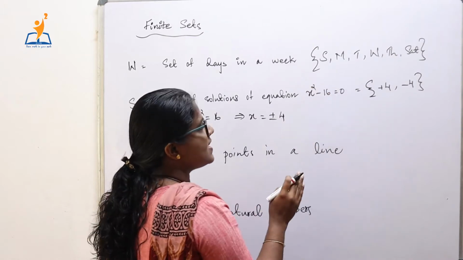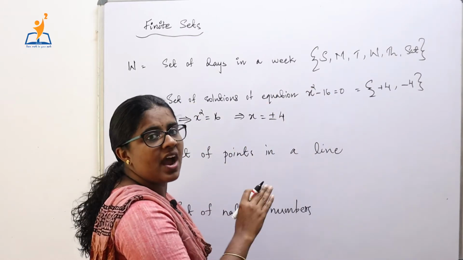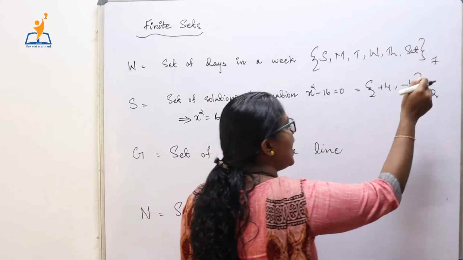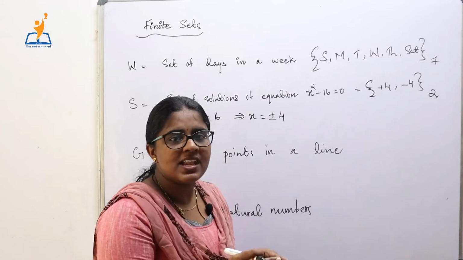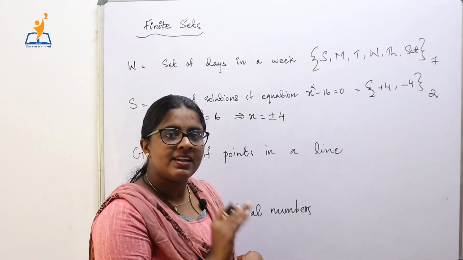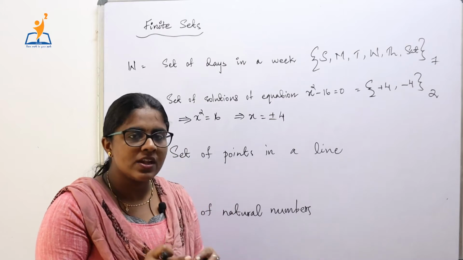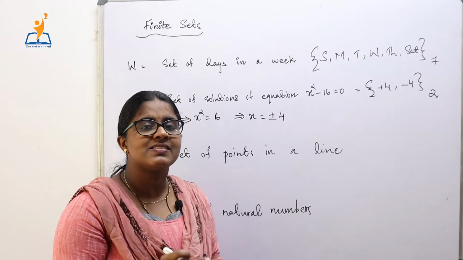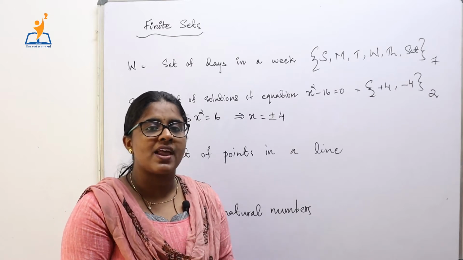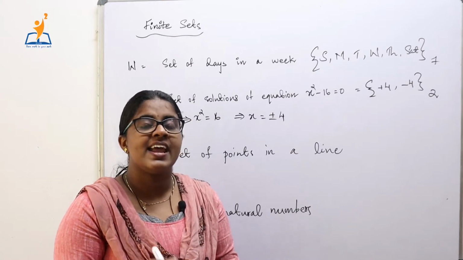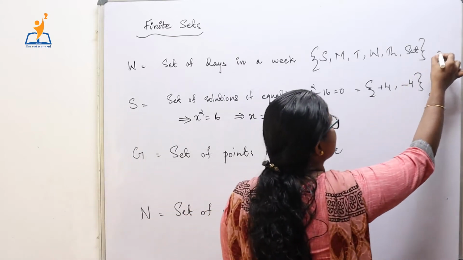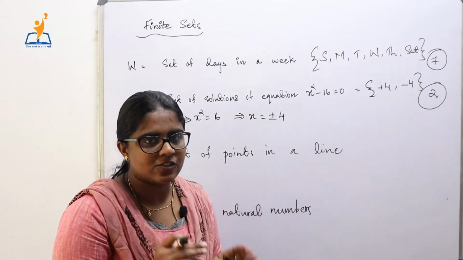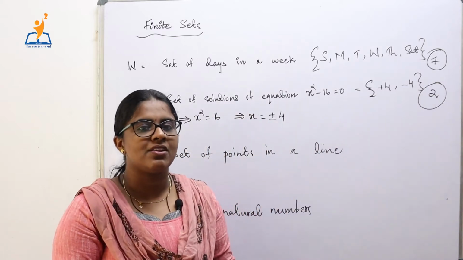Now, in both of these examples, let's check what the cardinality is. Here it is 7 and here it is 2. In both examples, the cardinality or the number of elements is a definite number. In this case, we can define what a finite set is. A finite set is a set whose number of elements, or the cardinality, is a definite number. Here it is a definite number, that is 7, and here it is a definite number, that is 2. So, a finite set can be defined like this.